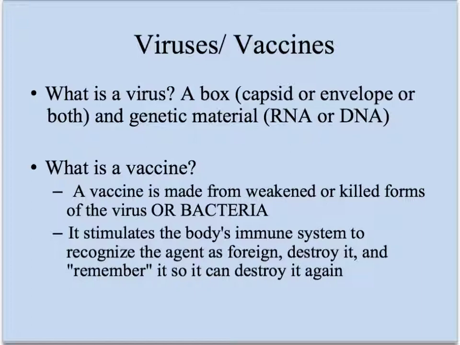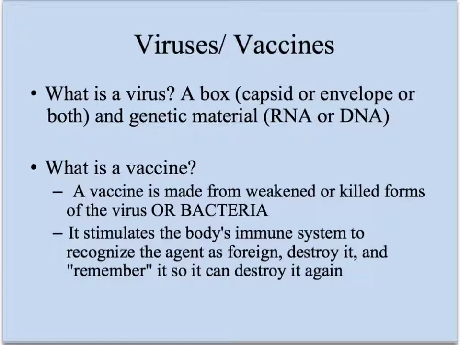So what is a vaccine? A vaccine is made from a weakened or killed form of the virus or bacteria. So you could have a vaccine for a virus or a bacteria. It's going to be just a weak form or a dead form of the virus or bacteria, and you're going to inject that in yourself. Well, not yourself, you're going to let a trained professional do that, please. And your body is going to be able to fight that infection and gain immunity to it. So it's going to stimulate the body's immune system to recognize the agent as foreign, destroy it, and remember it so it can destroy it again.